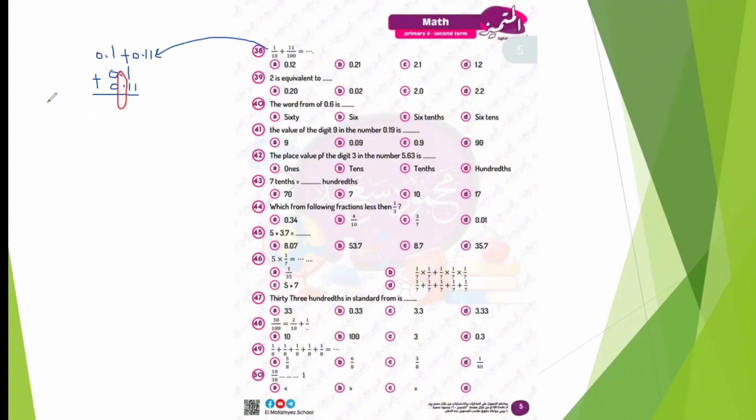And then 1 plus nothing equals 1. 1 plus 1 equals 2. And put the decimal point aligned. 0 plus 0, 0. So the answer is 0.21.